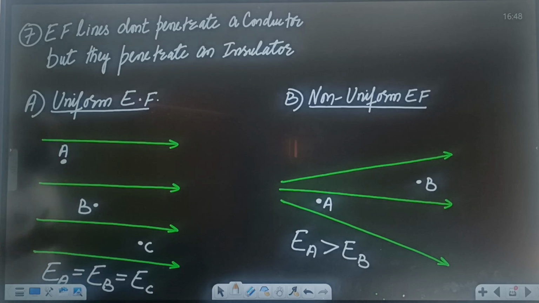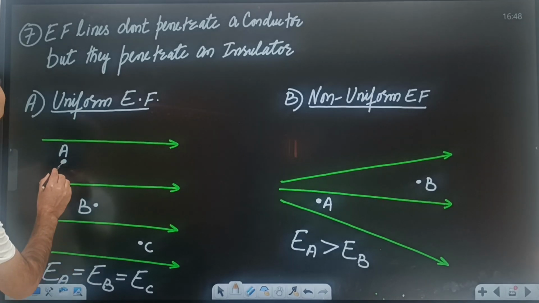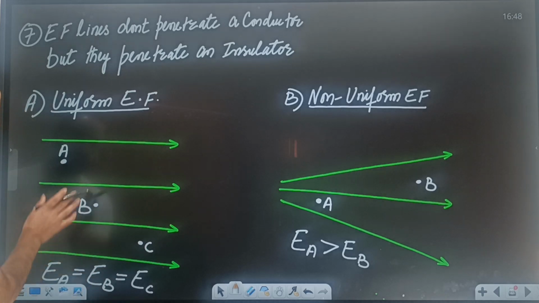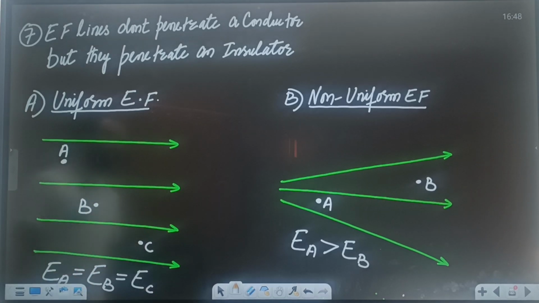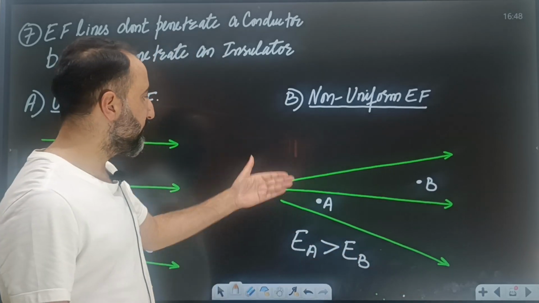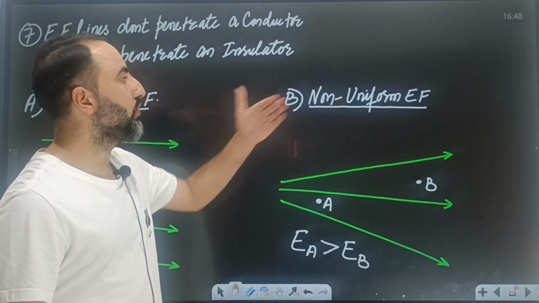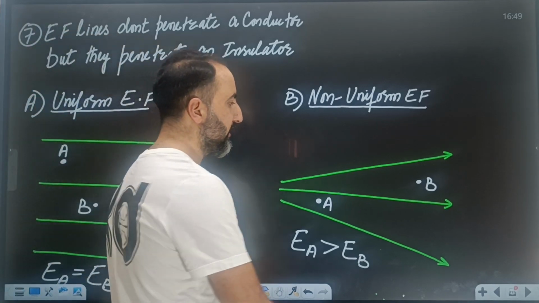Now these are some representations. Okay, this is uniform electric field represented by the parallel lines, equispaced parallel lines. Now electric field at point A, B and C will be same because the density of the electric field line is that uniform. यहाँ पे density ज़्यादा है, यहाँ पे density कम है. Electric field at point A is not equal to electric field at point B. This is what you call as non-uniform electric field.